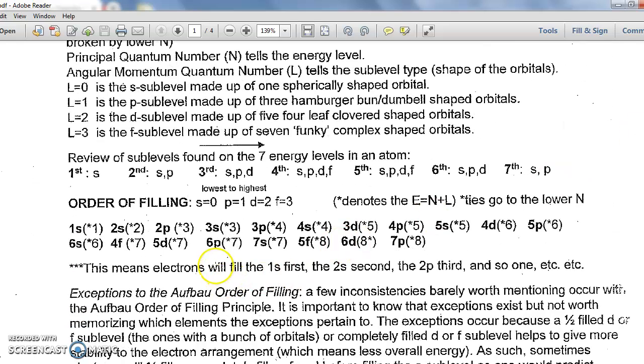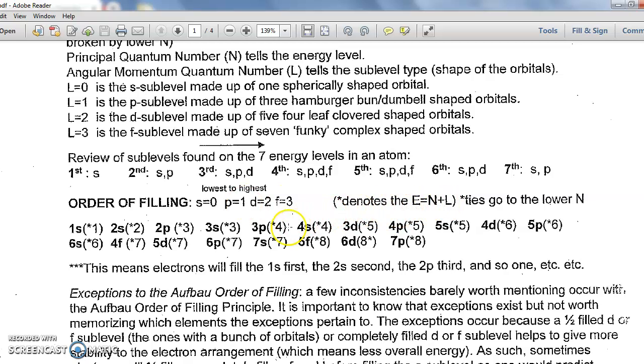And then again, Aufbau's order of filling. The lowest level is a 1s. The lowest energy, n plus l, is the 1s. Then the 2s has an energy of 2. Then the 2p, remember when you're in a p, the second number is a 1. The 2p, 2 plus 1 is 3. The next one that would get filled would be the 3s. Why? When you're in the s, the second number is a 0.